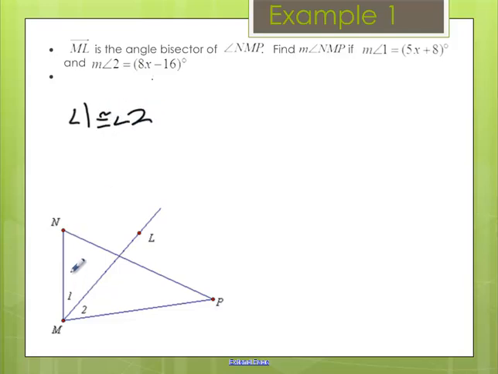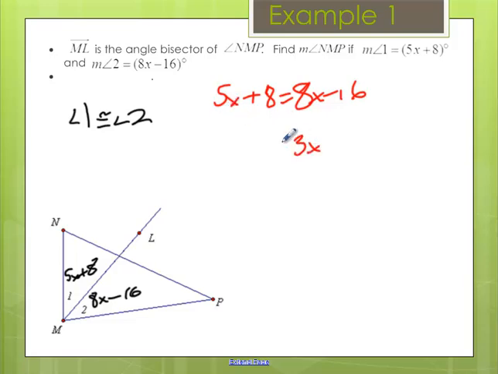So angle 1 is 5x plus 8, and angle 2 is 8x minus 16. Just like we've done in the past, if you see an angle bisector, you notice that the two parts are equal to each other. 5x plus 8 equals 8x minus 16. We go through and we solve. I'm going to move 5x over, I'm going to add 16 to both sides, and I get x is 8.